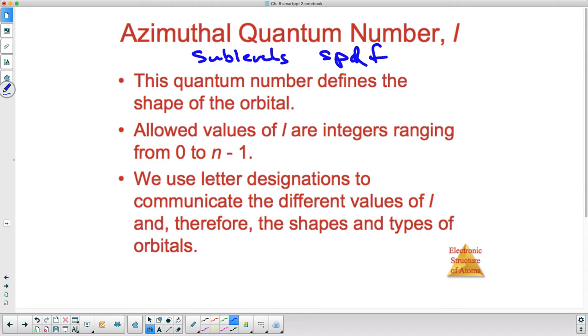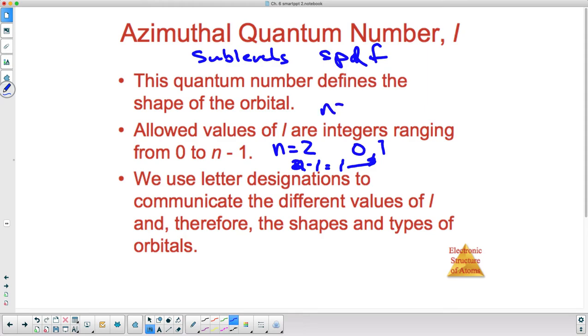Their values are n minus 1. So if n equals 2, then the azimuthal quantum number could be 0 and 1. So n minus 1, in this case, 2 minus 1 equals 1, and that's the highest it can be, and it can also be 0.